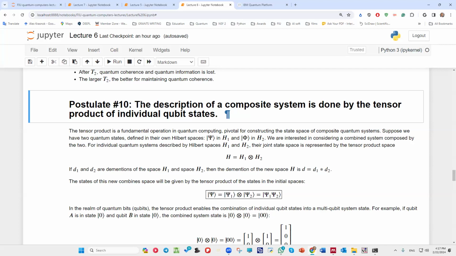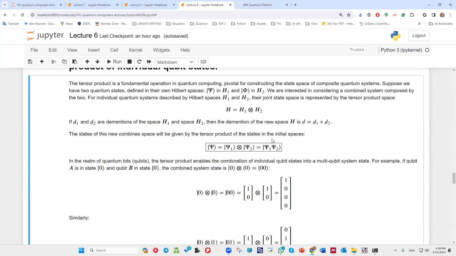So for example, I know everything about one system, and not everything about the second system. What if I bring these two systems together and make them interact? How do I describe the quantum state of this composed system, this composition? The postulate tells us that the description of a composed system is done by a tensor product of individual qubit states. We discussed the tensor product in one of the first lectures. Here we're going to make use of this concept.